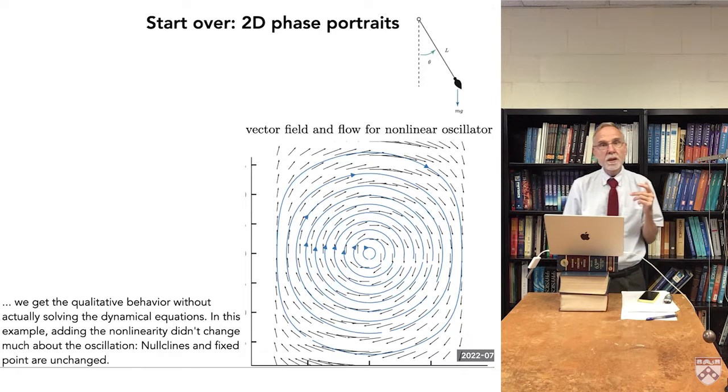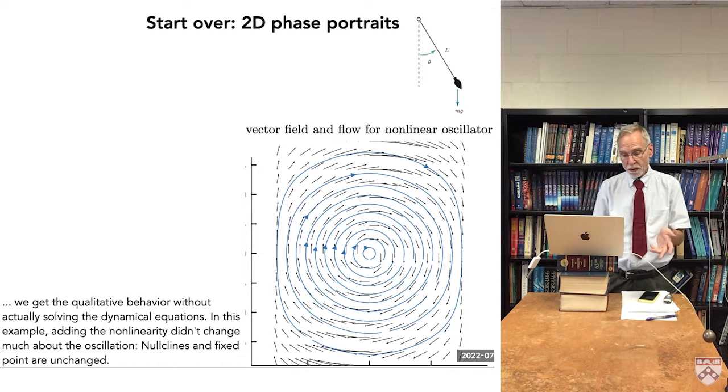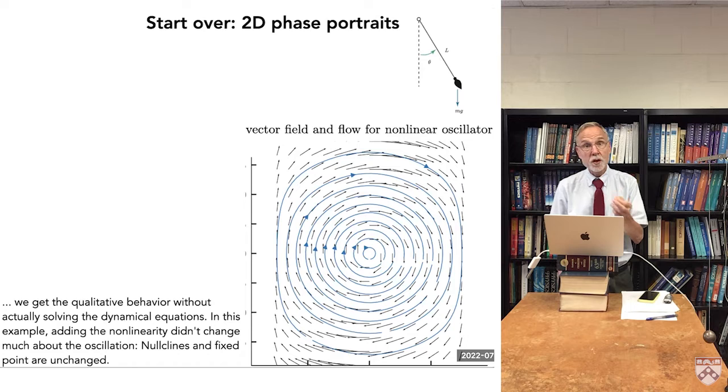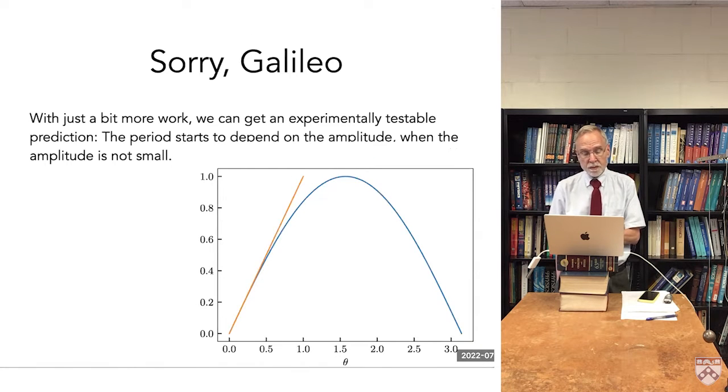So we've got the insight that we wanted into the qualitative behavior without actually having to solve the difficult equations. Adding the nonlinearity didn't really change the character of this particular system all that much. The nullclines are still what they were before. So yeah, here's what I already said.